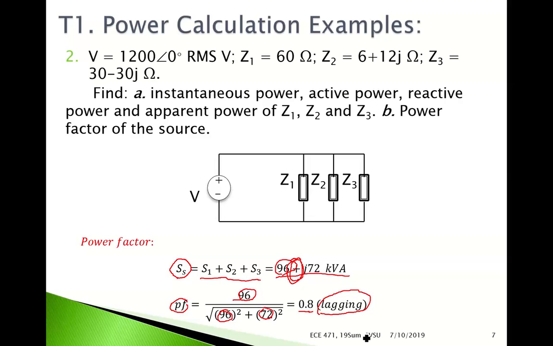Okay, that's all for these single phase power calculation examples for topic 1. Thank you.